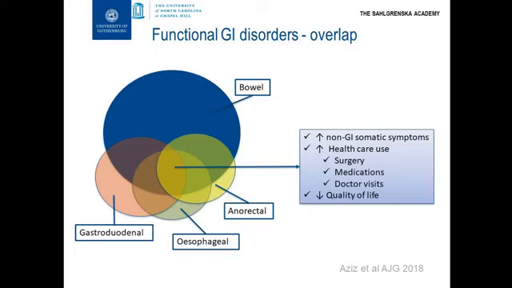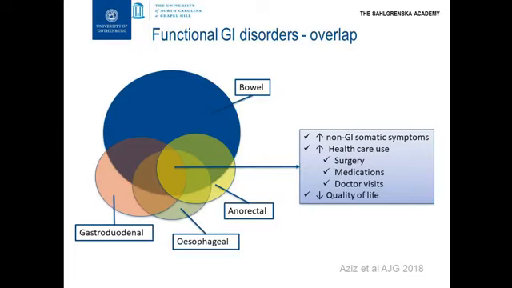This overlap is quite characteristic for patients with functional gastrointestinal disorders in general. So this is also something that can be helpful for the doctor when he or she makes the diagnosis: if the patient has symptoms from different parts of the gastrointestinal tract, that actually points in the direction of a functional gastrointestinal disorder. But this is also important because, of course, it puts a lot of burden on the patient, having symptoms from different parts of the gastrointestinal tract.